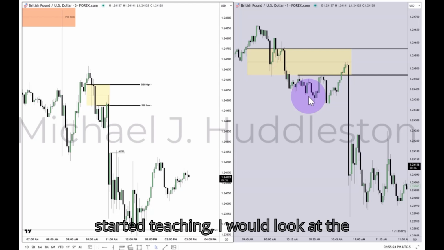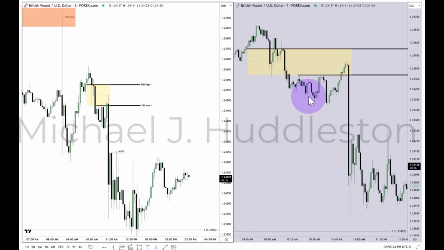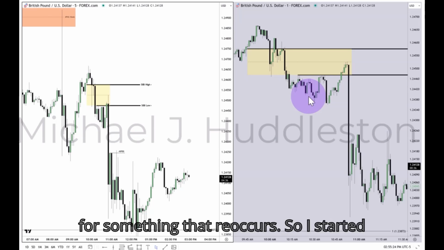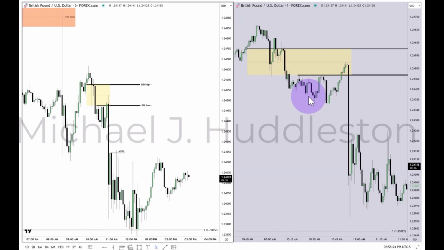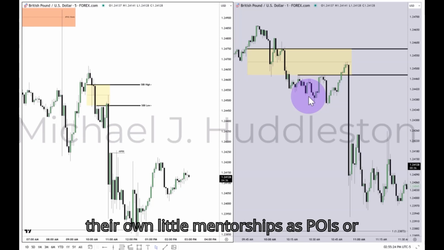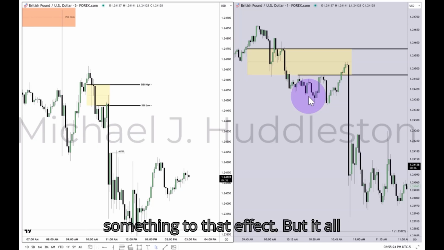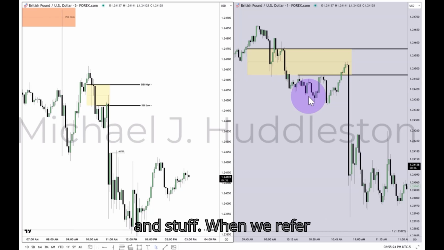When I first started teaching, I would look at the charts and I'd say, all right, now my students are going to want to be looking for something that reoccurs. So I started by labeling things as points of interest, okay? And now everybody refers to them in their own little mentorships as POIs or something to that effect. But it all comes from my mentorship level lessons and stuff.